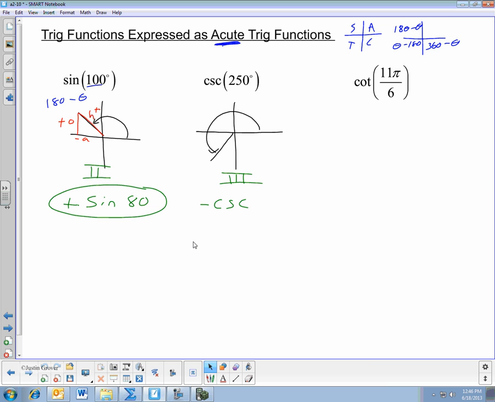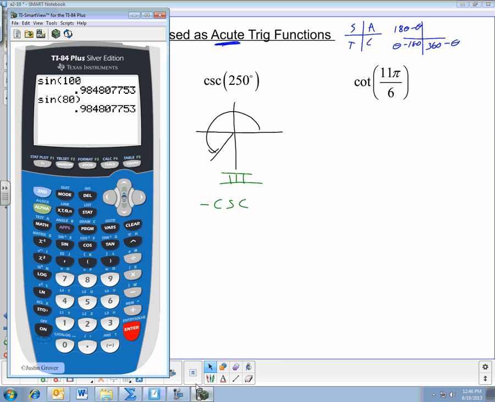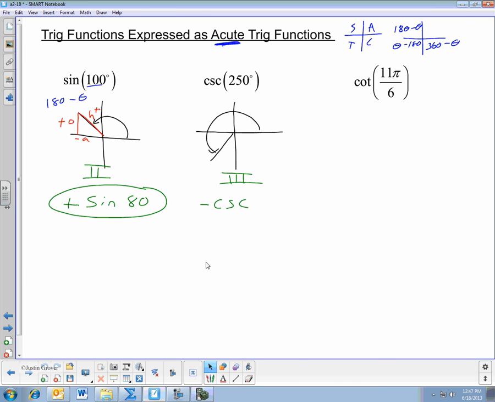The other way is my calculator can confirm this. The way I type in cosecant, since we don't have a cosecant button, is 1 divided by sine, because cosecant is the reciprocal of sine. So 1 divided by sine 250, and I see it's negative 1.06. The 1.06 isn't important right now. The fact that it's negative confirms that I should put a negative sign in front of cosecant. Then I use my reference angle rules. In quadrant 3, we do your angle minus 180. So 250 minus 180 is 70. And so that's my answer.